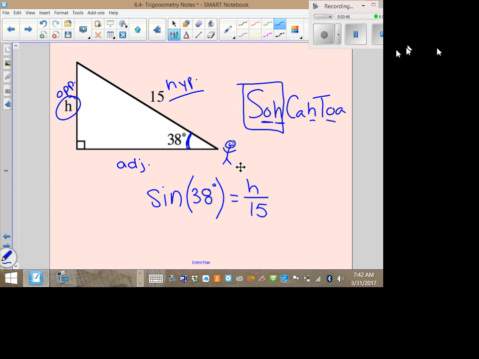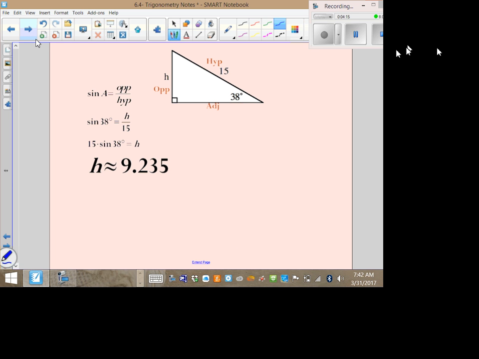So then we can solve for H by multiplying by 15 on both sides. That cancels our 15s over here, and we get that H is 15 sine of 38. So we can type that straight into our calculators and get H to equal 9.23. So be following along with that. Try some on your own. Here again, you can see that we had sine of our A equals our opposite over our hypotenuse, and we got sine of 38 equals H over 15, multiply by 15. Again, you get approximately 9.235.